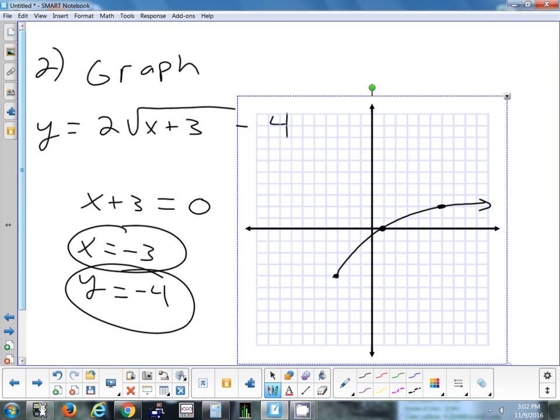You really don't have to know too much about the transformations. All you have to know is, can you find a few points and then just connect them. What would the transformation be? If they asked you for the transformations, which they didn't, it would be shift left 3, vertical stretch by a factor of 2, shift down 4. In that order. Wait, what would be the order? Sorry. Horizontal shift, vertical stretch, vertical shift.